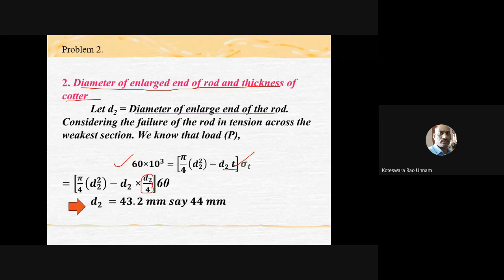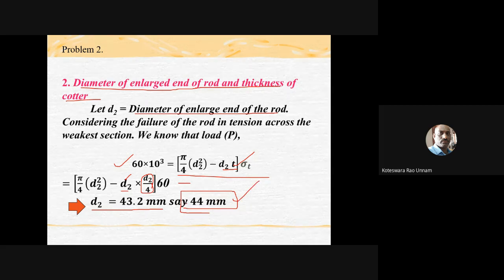So then if you substitute, given load is 60 kilonewtons, which is nothing but 60 into 10 cube newtons. It should be equal to the tearing strength of the rod across that slot. That is nothing but 5 by 4 D2 square minus D2 into T. If you substitute T equal to D2 by 4, then you will get only one equation in terms of the unknown D2 only. If you solve that, you will get D2 as 43.2 mm. So let us say we'll round it up to 44 mm.